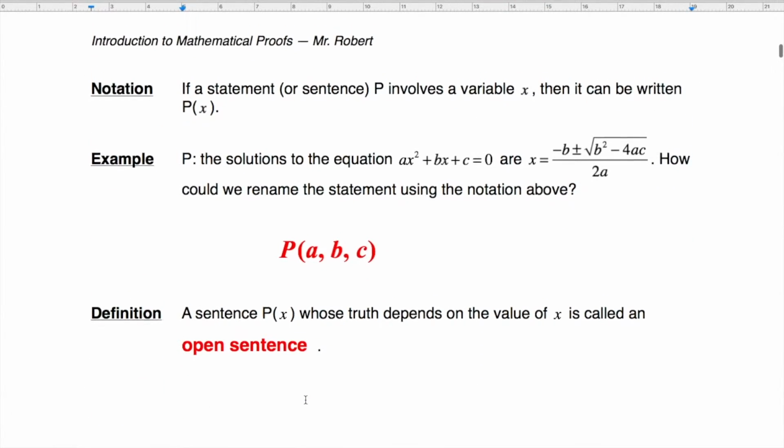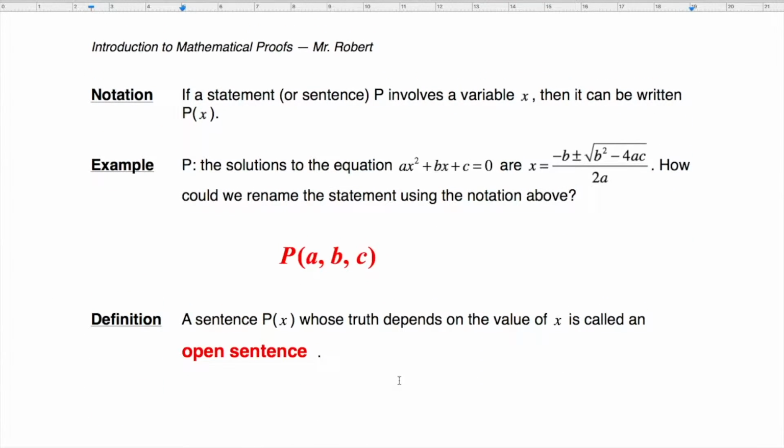So when we give names to statements, and if a statement involves a variable, then we can put this variable in parentheses. Think of it as a function f of x, for example. If a statement or sentence P involves a variable x, then it can be written P of x.